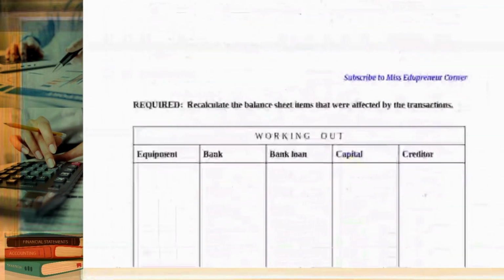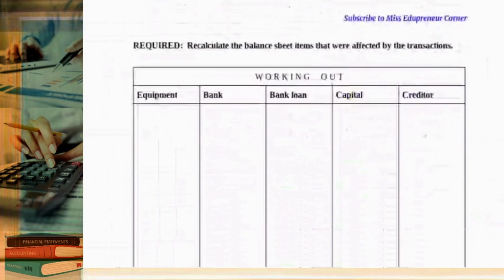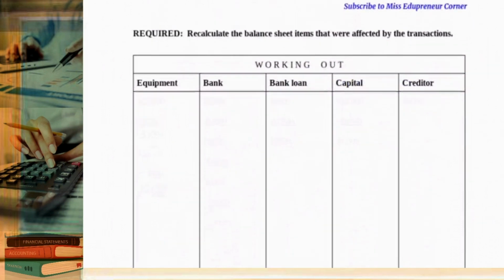So now we're going to go to the working out section where we're going to recalculate the balance sheet items that were affected by the transactions. So we have equipment, bank loan, capital, and creditor. So the first one we're going to start off with is equipment. So we need the first balance sheet that was given and see if a figure was provided for equipment.